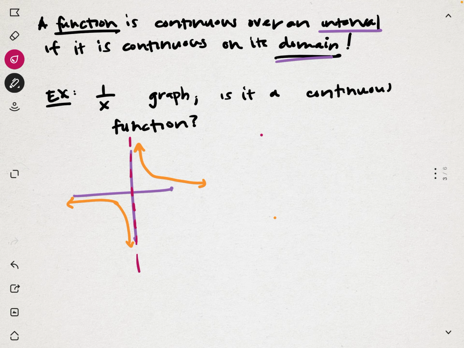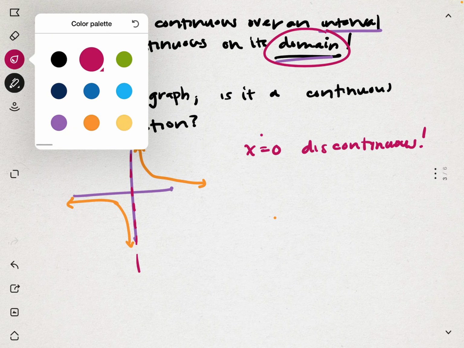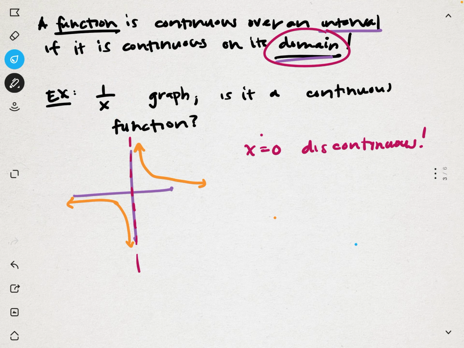However, the whole key here is the part where it says domain. So yes, at the point x equals 0, this function is discontinuous, meaning that there's a gap that's easy to see. Now, the tricky part is that overall, 1 over x is a continuous function. What?